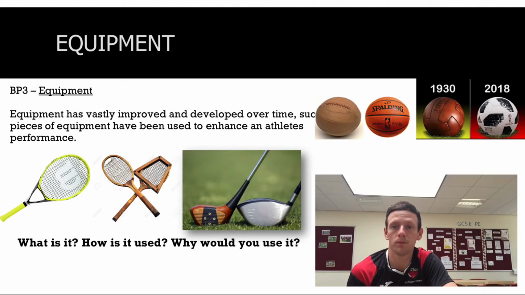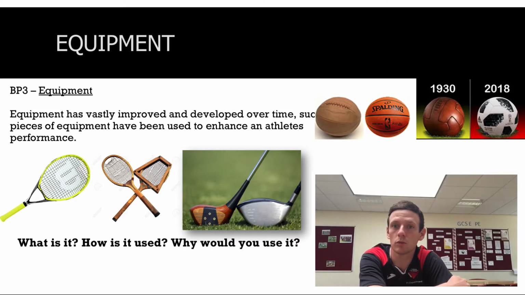Equipment. For this section, you need to talk about how equipment for sports, and for athletes in particular, has changed and how much it has changed over time, and how that has given athletes the chance to improve their performance. Some of the equipment you can talk about would be tennis rackets, golf clubs, basketballs, and footballs. This is the equipment that athletes would use whilst they're playing sport.